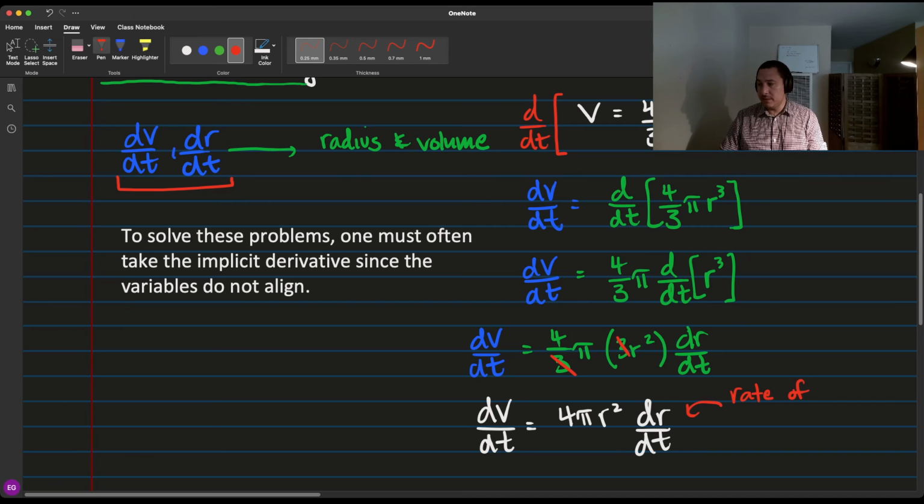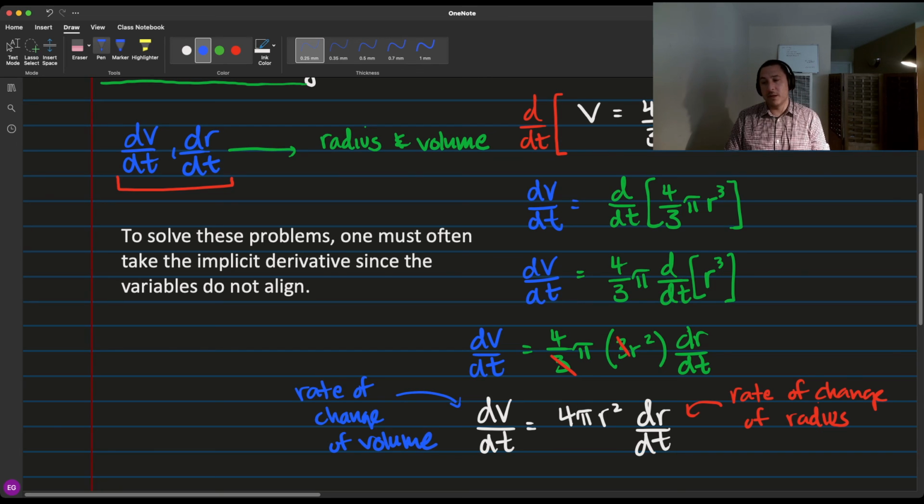So this one is the rate of change of radius. What is this one over here? The rate of change of volume. It doesn't matter which one you solve for. Usually you want to solve for the one that you want to find. So if you wanted to find the rate of change of the radius because you knew the rate of change of the volume, you would solve for dr/dt. This would be useful if you knew how the radius was changing and you wanted to figure out how quickly the air was being pumped in.